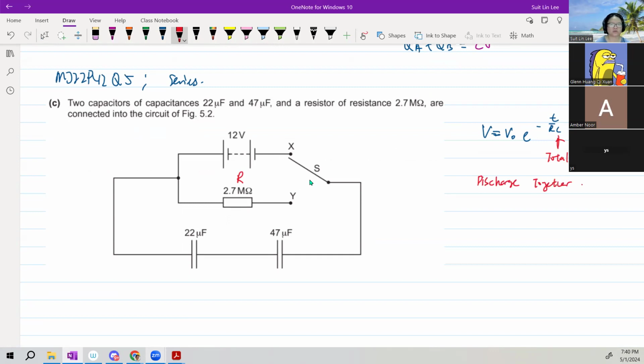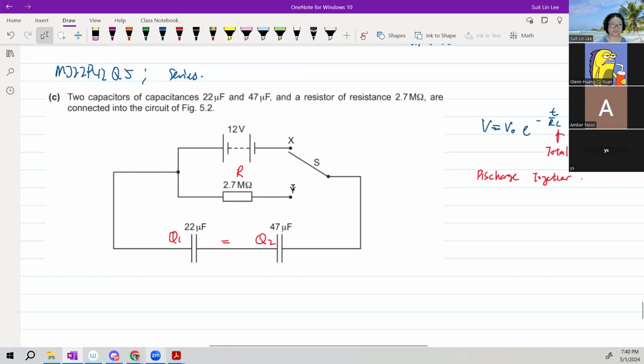You cannot, because Q1 is equal to Q2. If you take away one charge from the 22, I must take away the same charge from the 47, because they are in series. Of course, then the question would be, what happens if I have parallel?